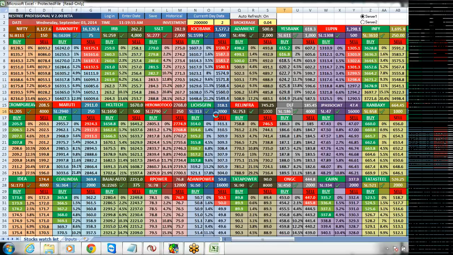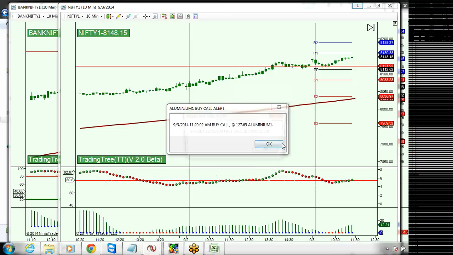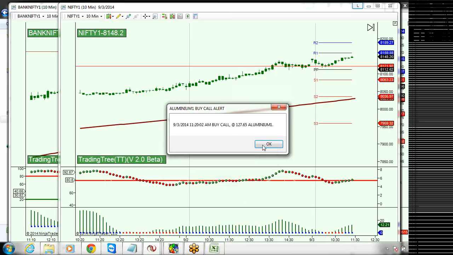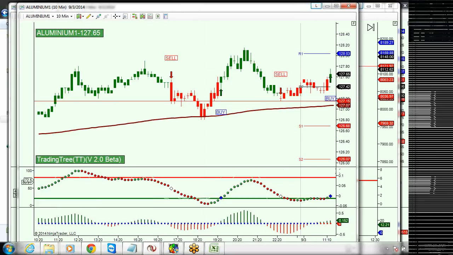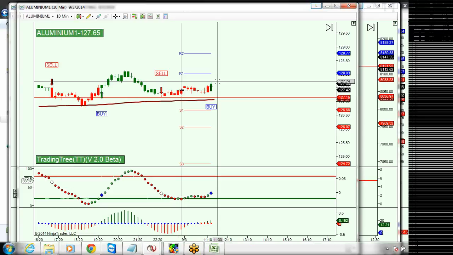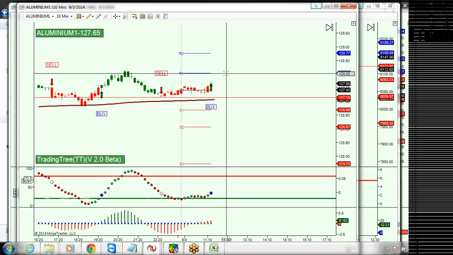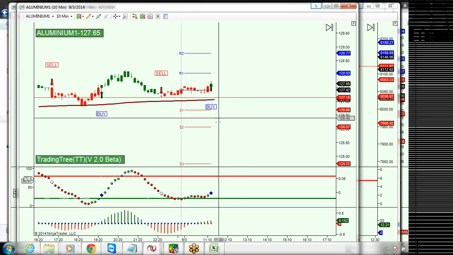There is a buy call in auto bond one. There is a buy call in aluminium one. There is a buy call in gold one. So we have a buy call in gold and we have a buy call in aluminium. So what we do is we will just go to the aluminium chart. You'll place your trade here, 127.74. Place slightly above that and wait for the call to get triggered. So if it triggers, your first target will be R2. If it doesn't trigger, your call will not execute and you'll still be safe.